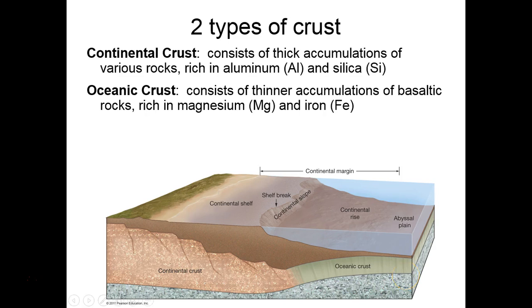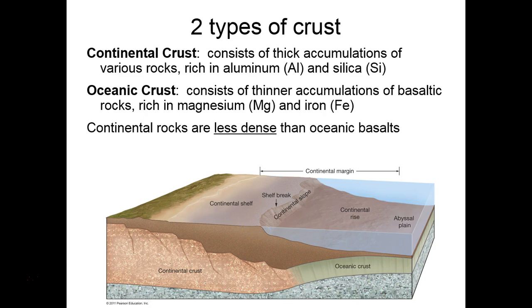If we look down here at this image, we see that the hard crust that underlies the land is called continental crust, and the crust that the ocean sits on is called oceanic crust. Where the continental crust meets the oceanic crust is the continental margin.